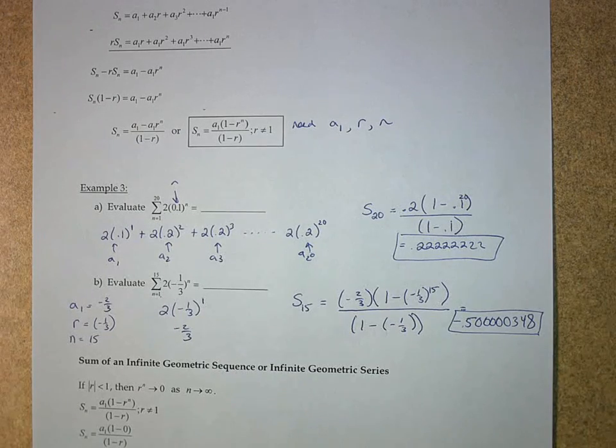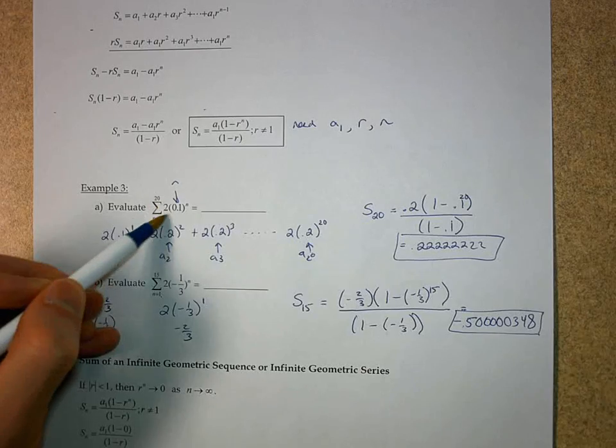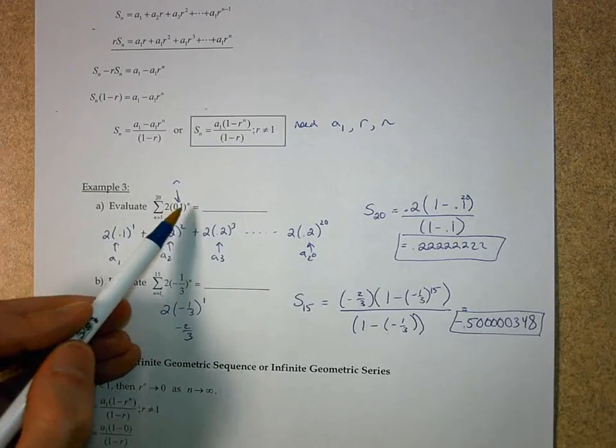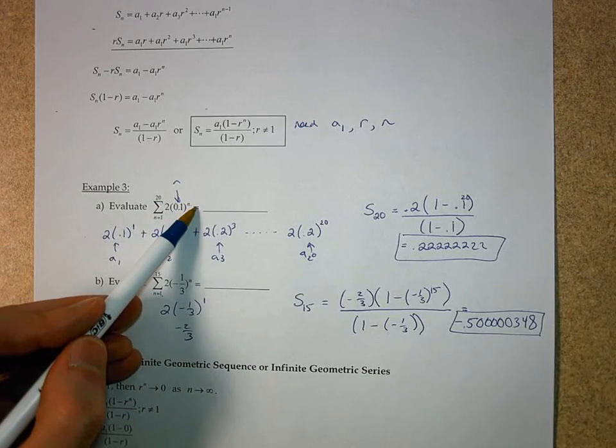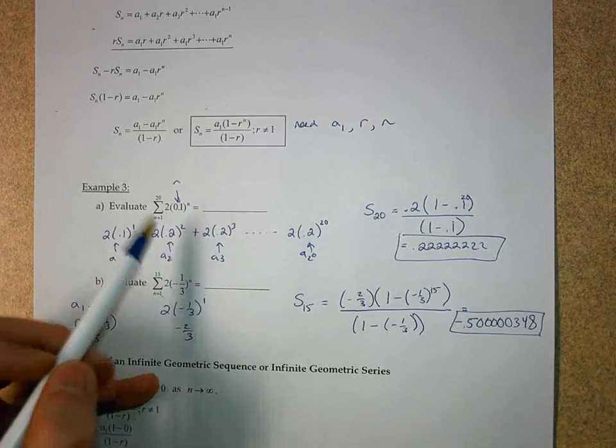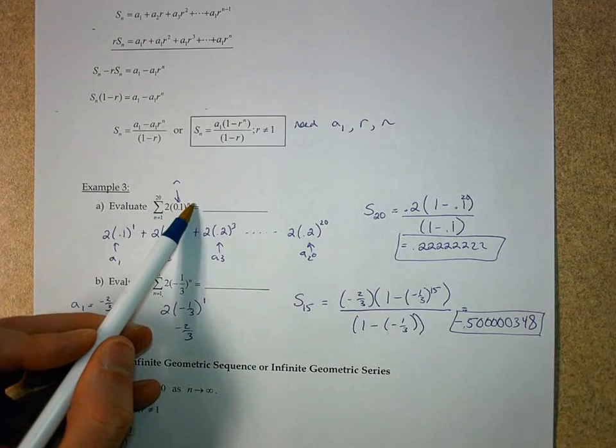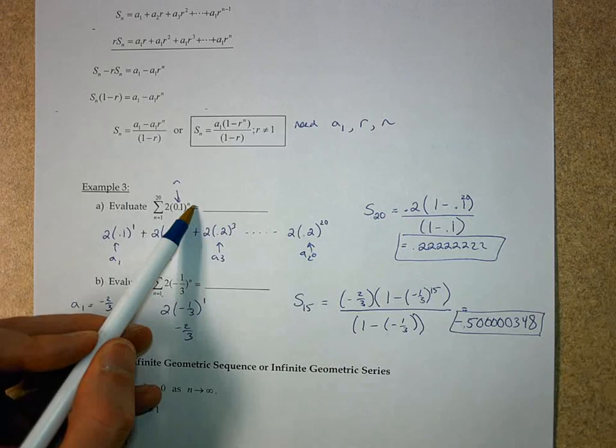But remember, a sub 1 is the result of plugging in your first term, or plugging in 1. The only time that this ends up being a sub 1 is if this here is going to be n minus 1. Because then if I have n equaling 1, I have an n minus 1 up there. 1 minus 1 is 0.